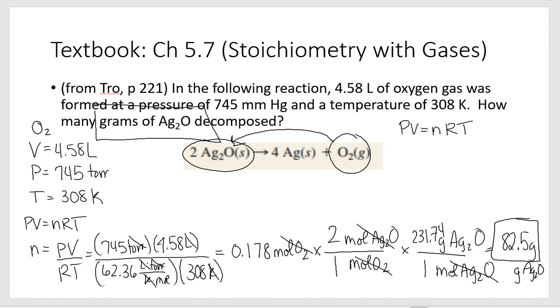Whenever you're doing stoichiometry with gases, you're just going to use PV equals nRT at some point to find moles. You might use it at the beginning, or you might use it at the end of the problem, but just keep in mind that this equation is always there for you on your equation sheet. All right.